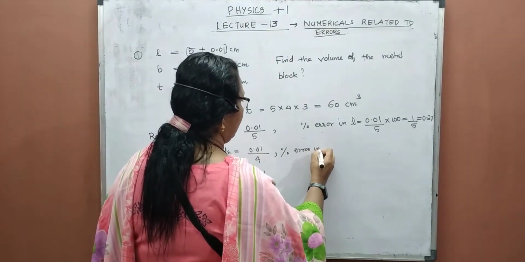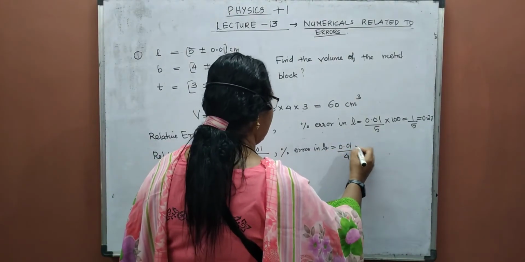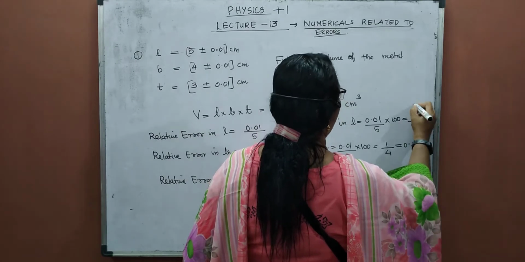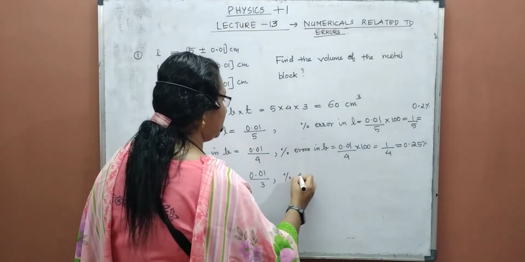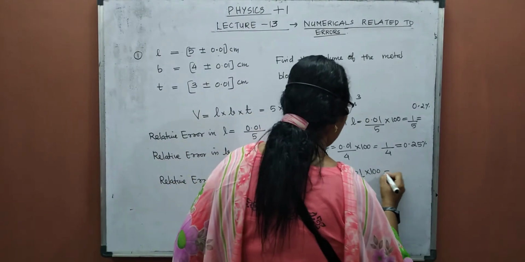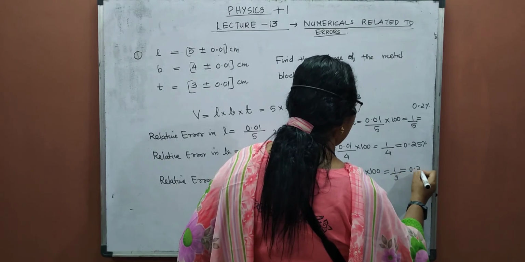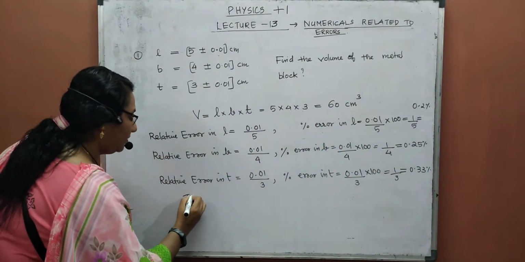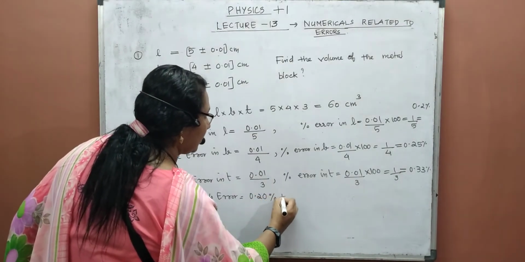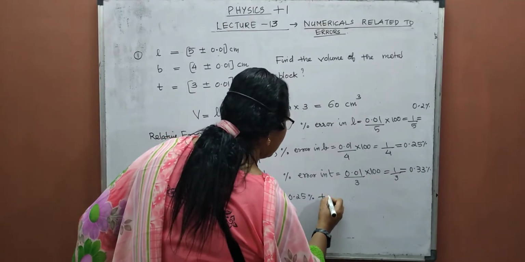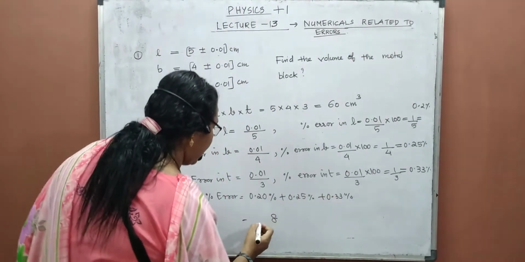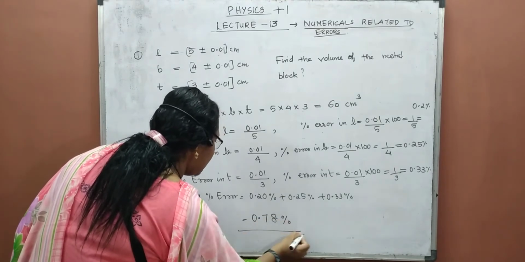Percentage error in breadth is equal to relative error into 100, that is 1 by 4, 0.25%. And the percentage error in thickness is equal to 0.01 by 3 into 100, which is equal to 1 by 3, which is equal to 0.33%. So the total percentage error is equal to 0.20% plus 0.25% plus 0.33%, which is 0.78%. This is the percentage error.